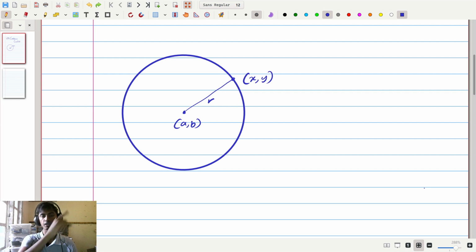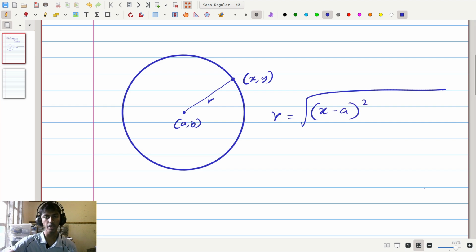From this video here, we know how to find the distance between any two given points. From the formula derived in that video, we can see the distance r is going to be equal to the square root of the x-coordinate distance, which is (x minus a) squared, plus the y-coordinate distance squared, which is (y minus b) squared.